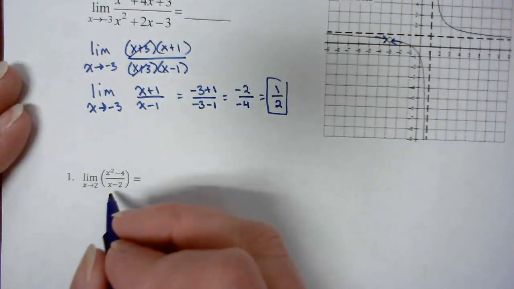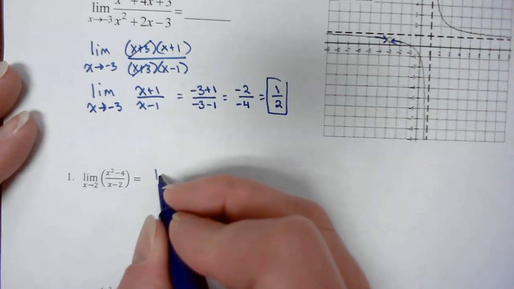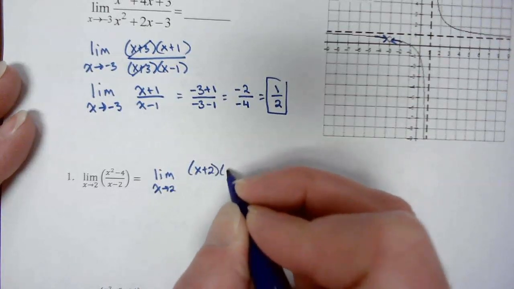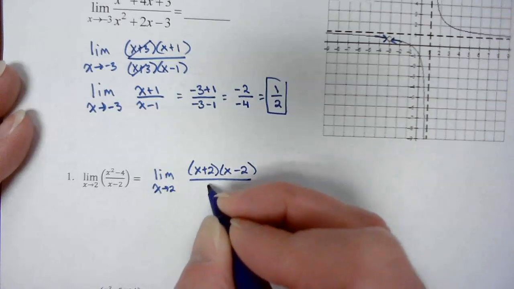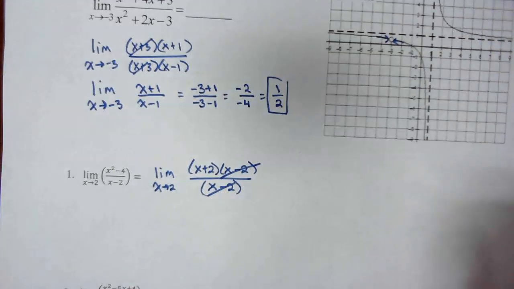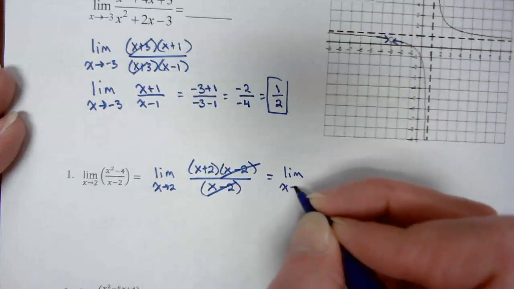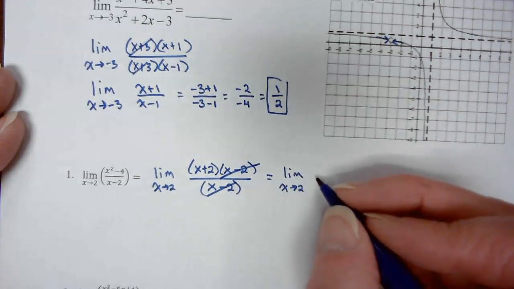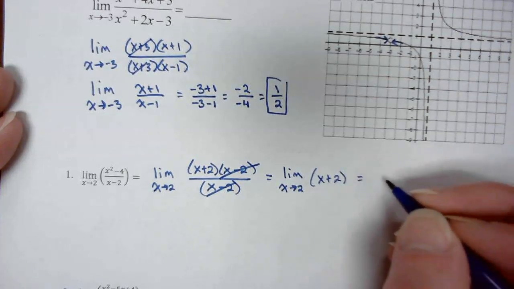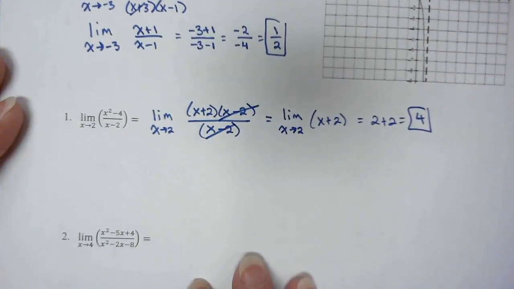So let's look at the next one. If I plugged in 2, I'd have 0 in the denominator and 0 in the top. So that's not going to work. So let's factor. I have x minus 2 in the numerator and x minus 2 in the bottom. That means there's a hole in the graph. So what I can do is simplify the function by dividing those out, and now I have the limit of x plus 2. Well, I can plug in 2 and get that the graph is approaching 4.